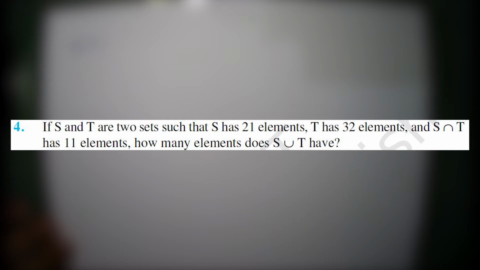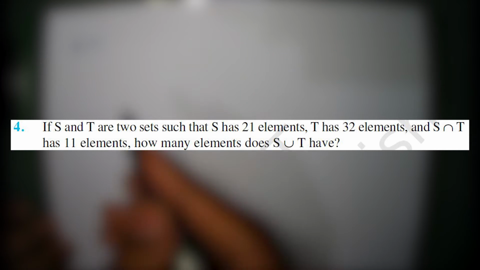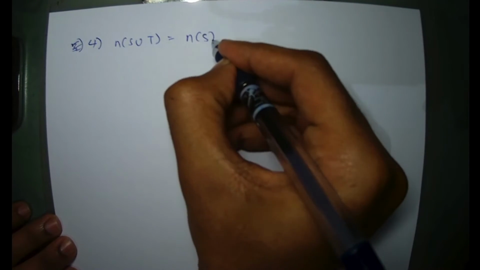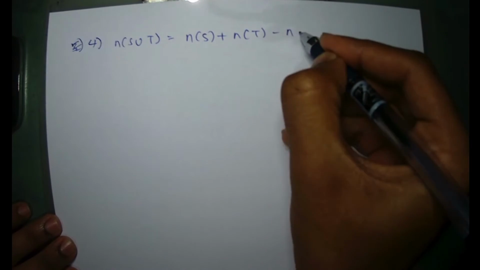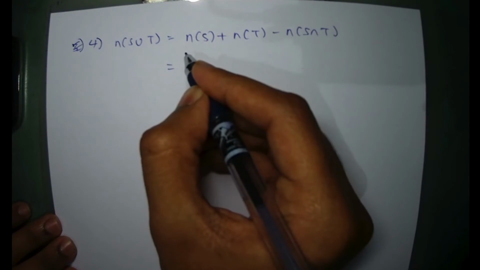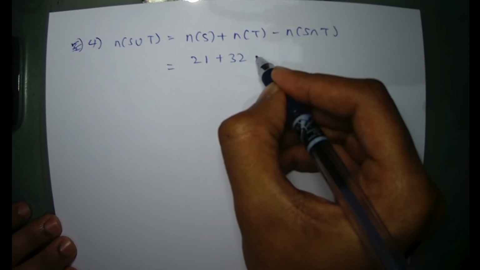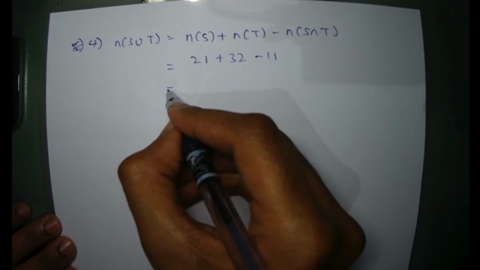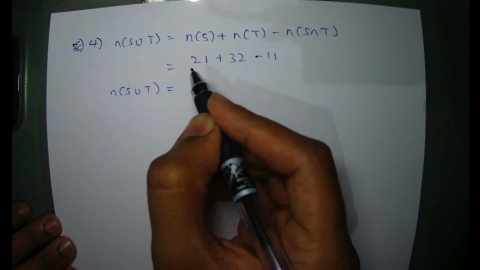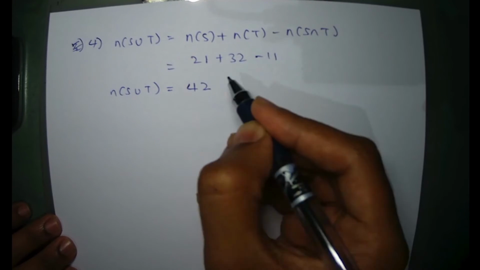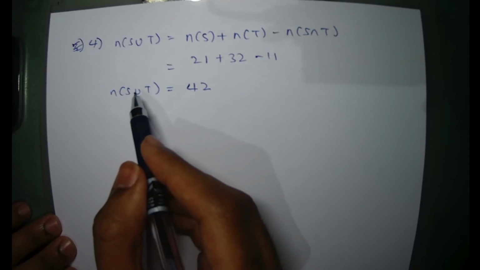Coming to the fourth question. If sets S and T are two sets such that S has 21 elements, T has 32, S intersection T has 11, how many elements does S union T have? So we have to find the number of terms in S union T, which is n(S) plus n(T) minus n(S intersection T). In the question it is given that n(S) is 21, n(T) is 32, and n(S intersection T) is 11. On solving this we get 42. So we have 42 elements in total, that is S union T.